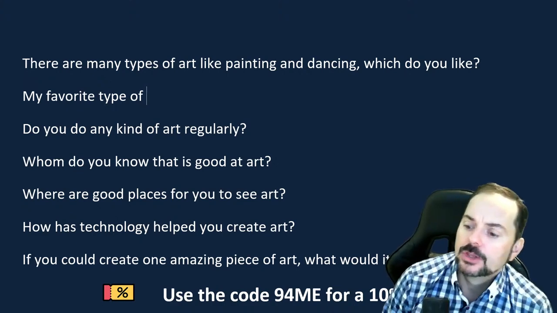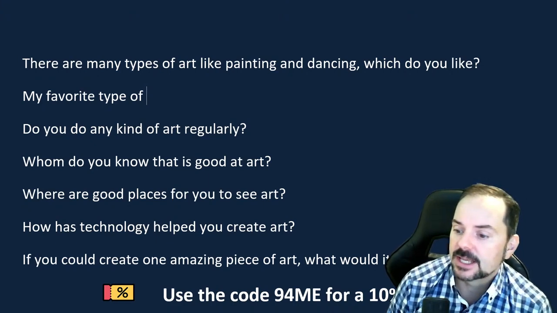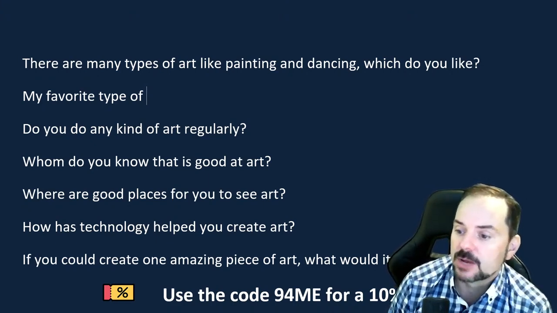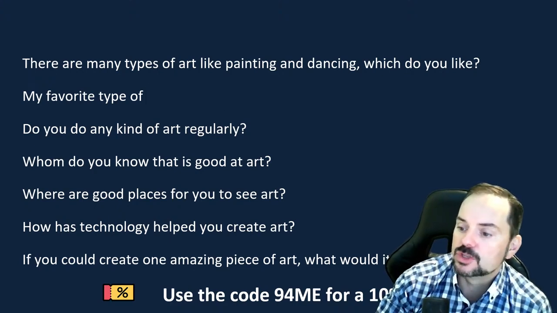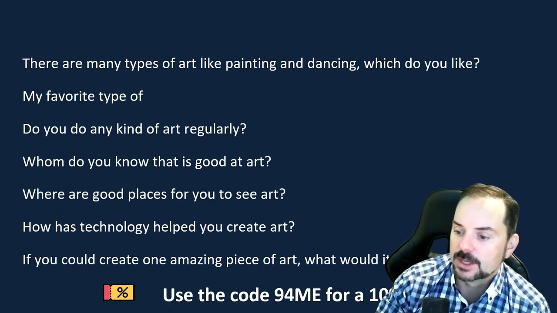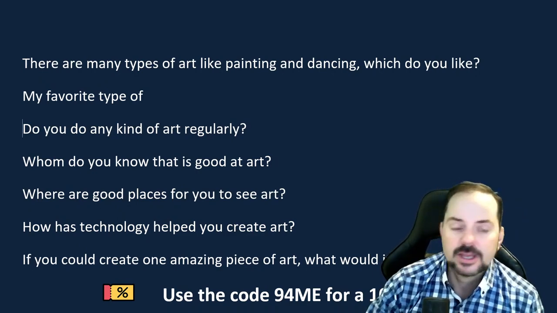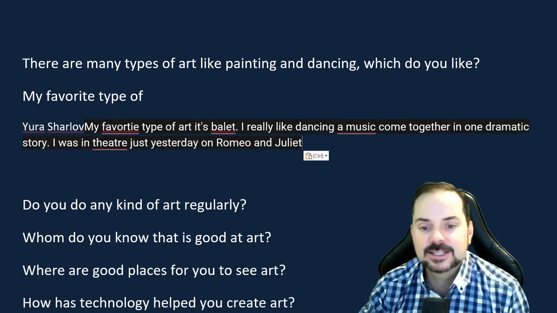Yura says, my favorite type of art is ballet. I really like dancing and music coming together in one dramatic story. I was in theater just yesterday watching Romeo and Juliet. That's a lovely answer. So I'm going to take that one because Yura is giving me a nice high band answer. Anybody guess what my favorite type of art is? You'll never guess it.